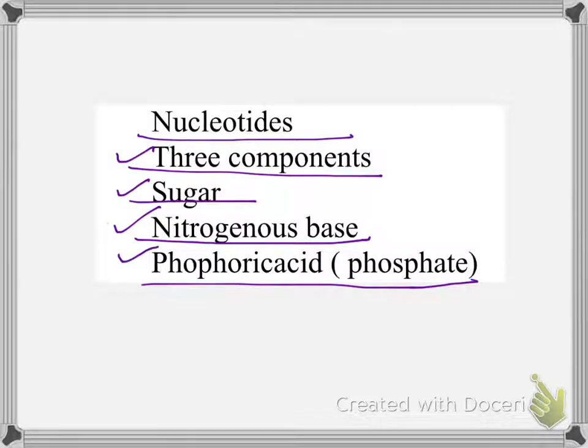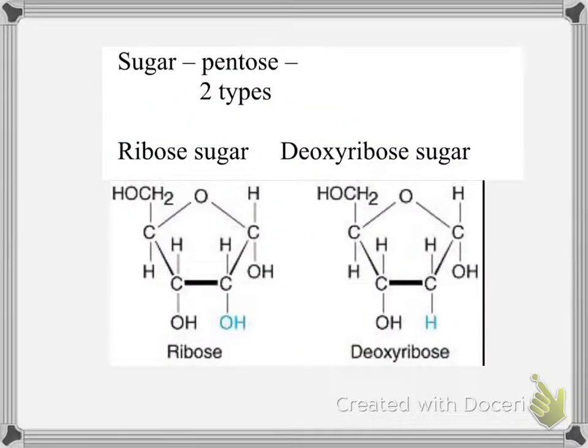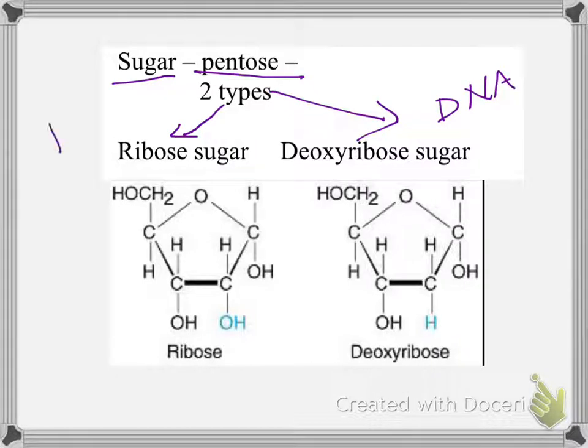Let us see the structure of each of the components. First of all, we are going to discuss about the sugar. The sugar present in a nucleotide is pentose sugar, and there are two types of sugars. They are ribose sugar and deoxyribose sugar. The deoxyribose sugar is present in the DNA and ribose sugar is present in the RNA.